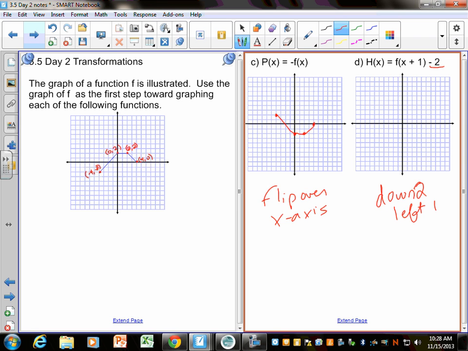So let's see if we can agree on that. I like to just start at my original point, and I'm going to go down two, back one. 0, 2, down 2, back 1, down 2, back 1, down 2, back 1.